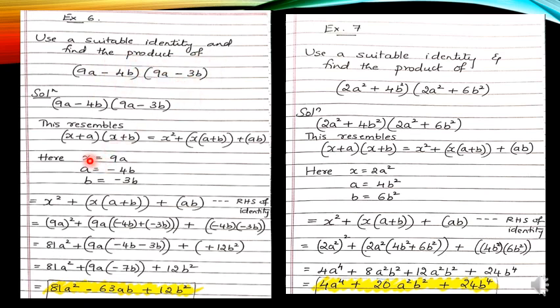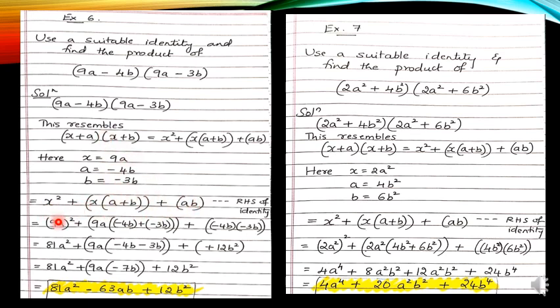Identify the values of x, a and b. In the place of x we have 9a, in the place of a we have minus 4b. So a is equal to minus 4b. And in the place of b we have minus 3b. So b is equal to minus 3b. After finding these values, you are going to substitute in the RHS of the identity.